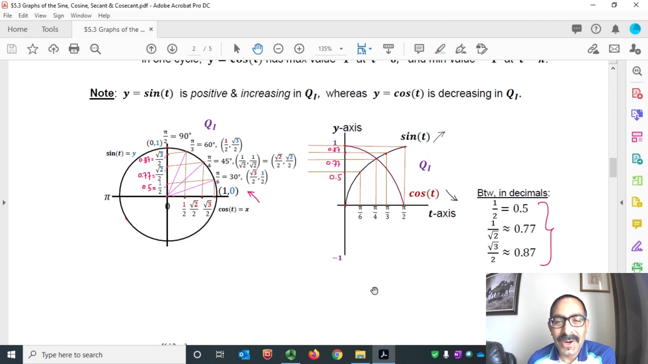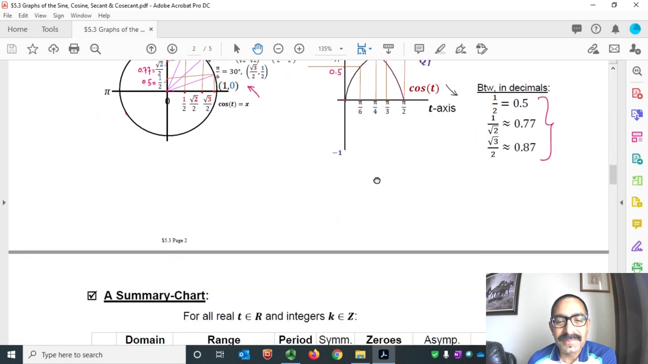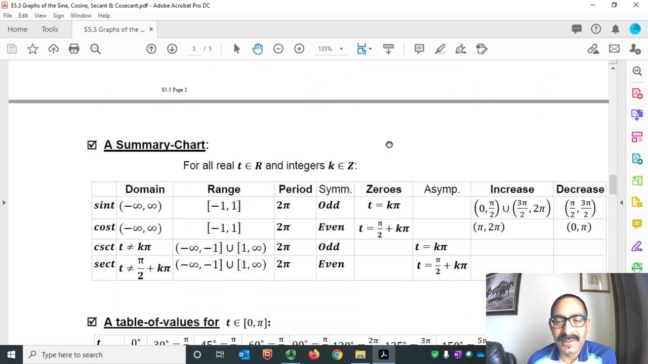So now let me move on. Now we are almost ready to graph the sine function and cosine functions. Now a summary chart here.